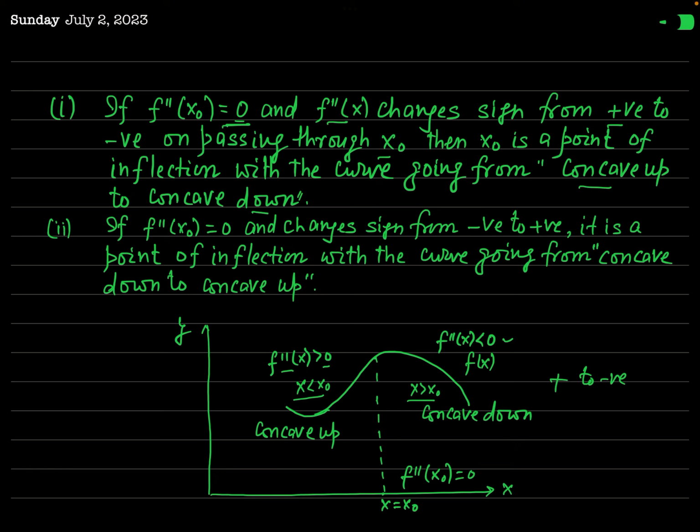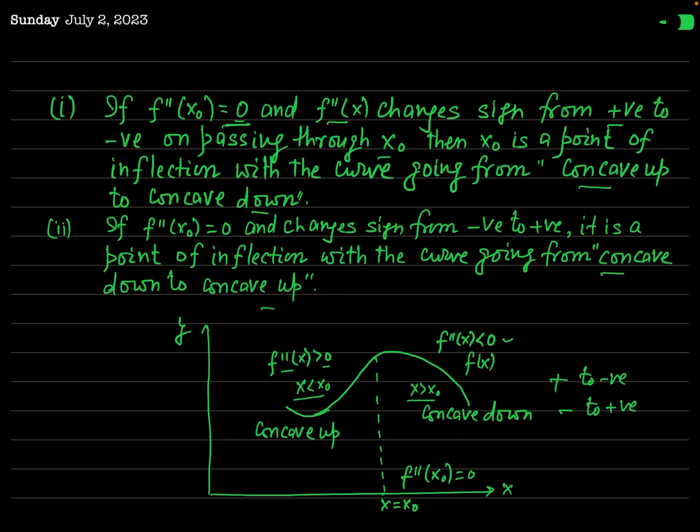And just there will be the reverse condition, that when the second order derivative changes from negative to positive, then the shape will change from concave down to concave up, which I have mentioned in this second point. So this is all about how we can actually find the point of inflection.